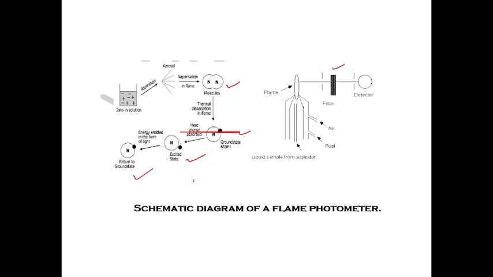So these are the steps which are involved in atomization. So this is the atomization process in flame photometer. The same way is there in the atomic absorption spectrophotometer also. So the steps are: first aspiration, then desolvation, volatilization, and then atomization, excitation, and then there will be emission.